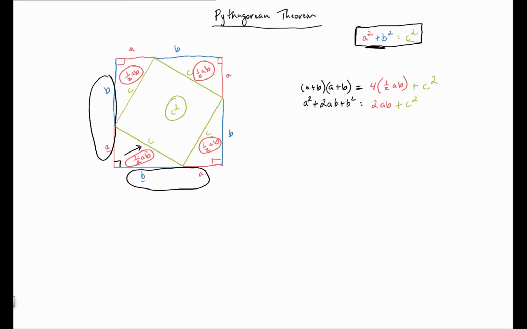I have 2AB on both sides, so I'm just going to subtract that from both sides. And that'll cancel both of those to 0. And then I'm just left with A squared plus B squared. And then on the right side, C squared. And I've now proven the Pythagorean Theorem.